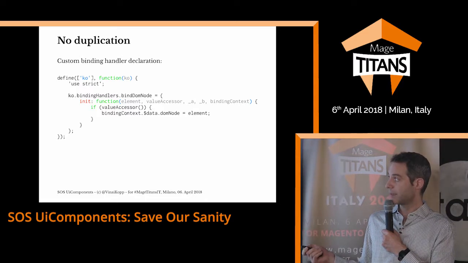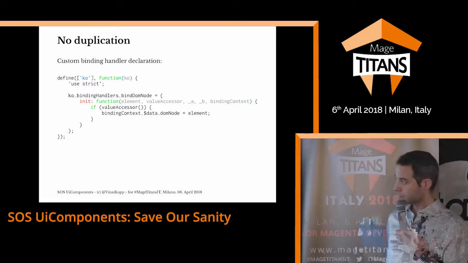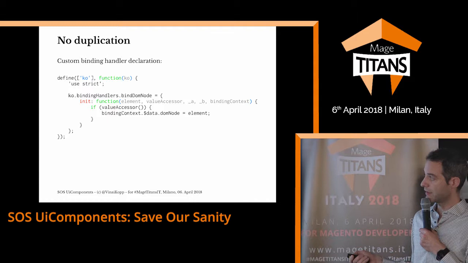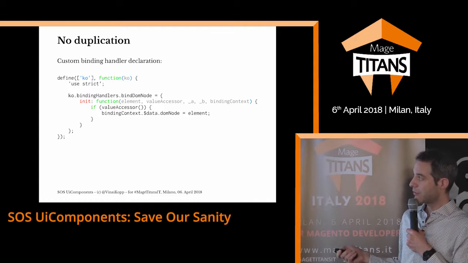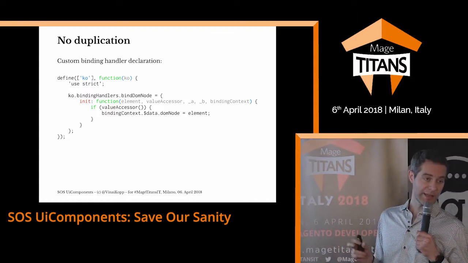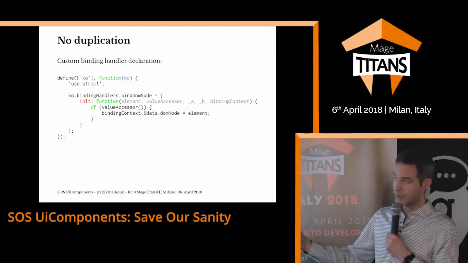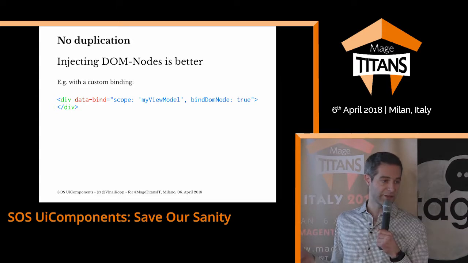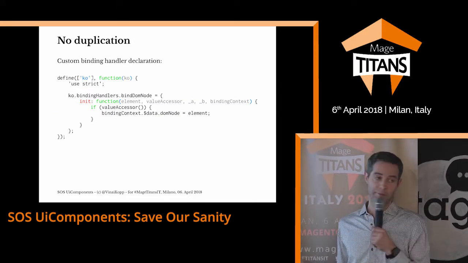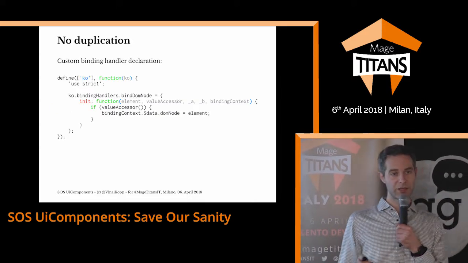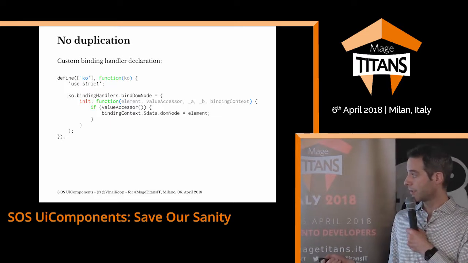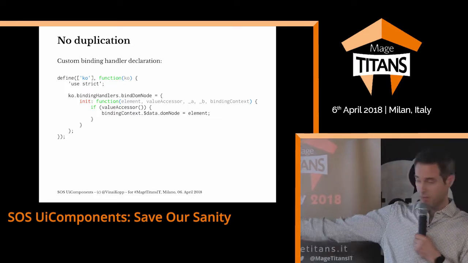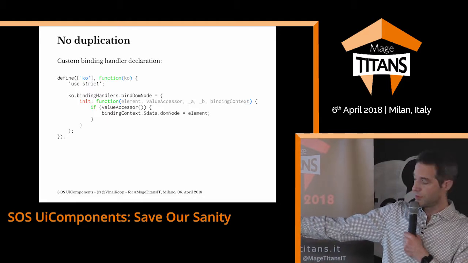So here we're adding this bind DOM node binding. And the init function receives a bunch of arguments. In this case, we just need 3 of them. The first one is the element that contains the binding. Then we have the value accessor, which gives us the value of the expression on the right side. And finally, the binding context. And the binding context contains the view model here. That's the $data. So we can place the element into the view model.